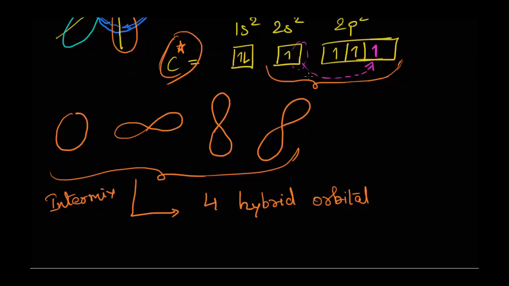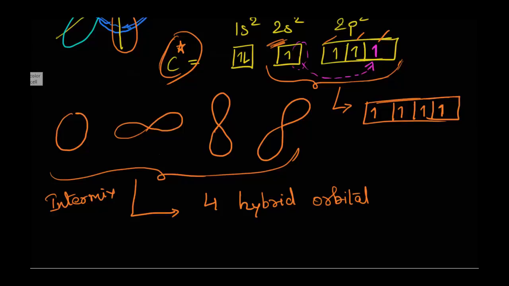So these 4 orbitals, this one, and these 3, intermix together and give me 4 hybrid orbitals of equivalent energy. These are my 4 hybrid orbitals, and each will have 1 electron. All 4 orbitals are intermixing together and giving me 4 hybrid orbitals, and they'll be termed as sp3 hybrid orbitals, because we had 1s orbital and 3p orbitals intermixing together.